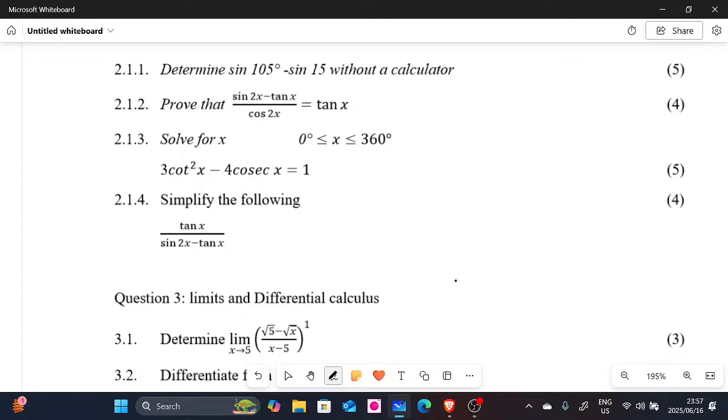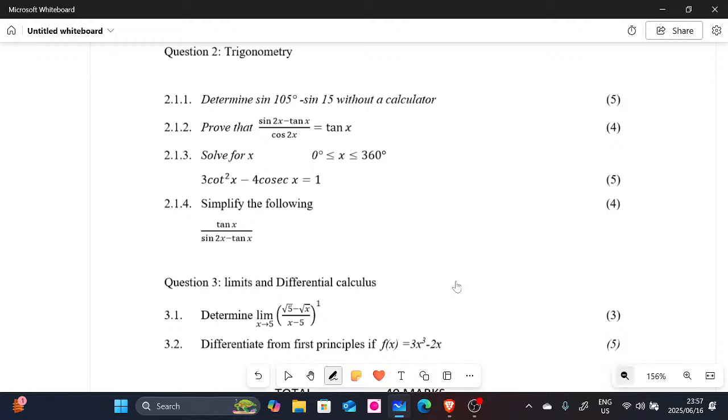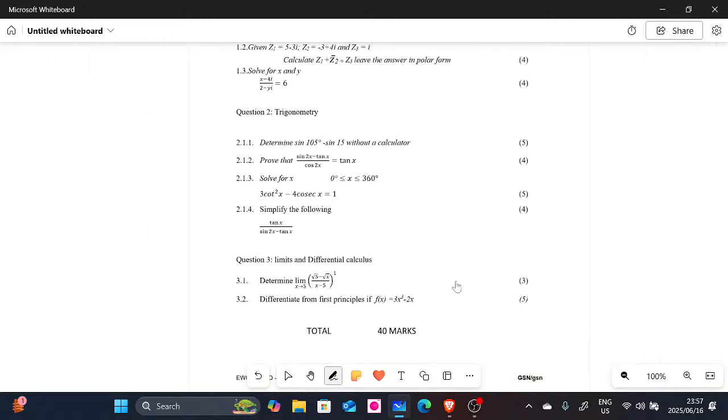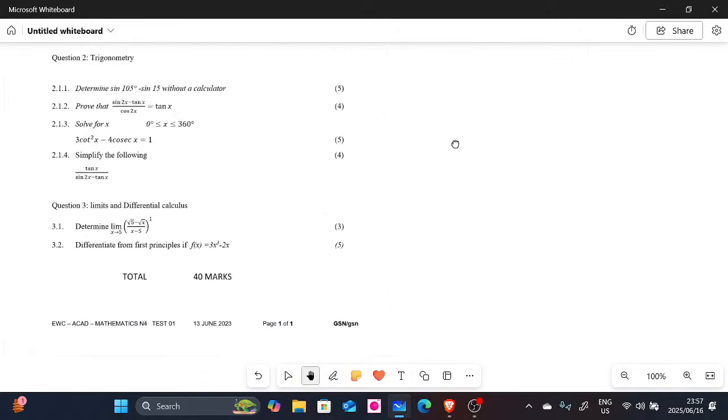Right, let's look at 2.1.4 there. It's all about simplifying. We are given tan of 2x over 2 sine x minus tan x. Again, you can't do this. Please don't do that. It's not allowed. We have a negative sign there. You cannot do that. Let me just write it on the side, and let's see if we can solve it quicker before we sleep.